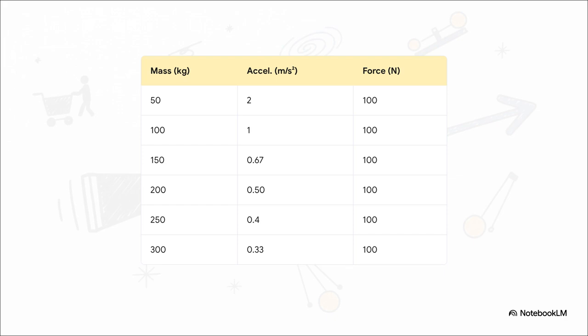When the mass is a light 50 kilograms, the acceleration is a brisk 2 meters per second squared. But as we increase the mass down the column to 100, then 150, all the way down to a hefty 300 kilograms, just look at that middle column. The acceleration drops systematically. By the time we hit a 300 kilogram mass, the acceleration has plummeted to a mere 0.33 meters per second squared.